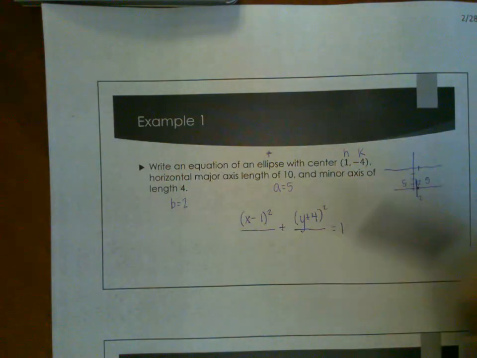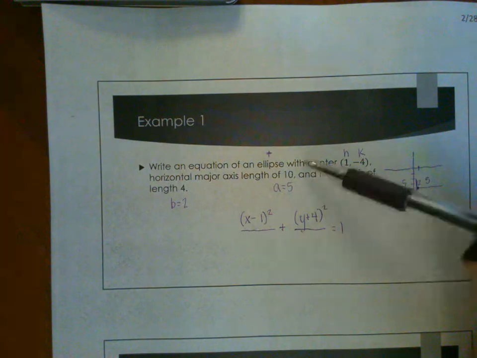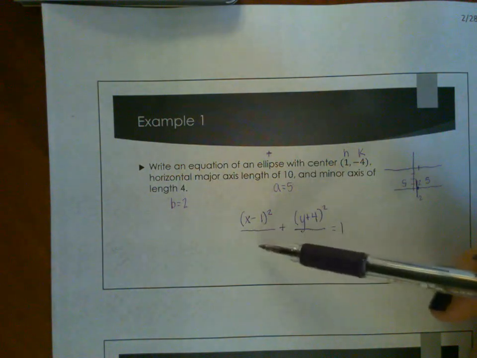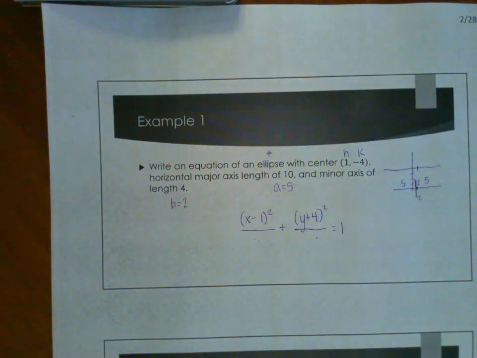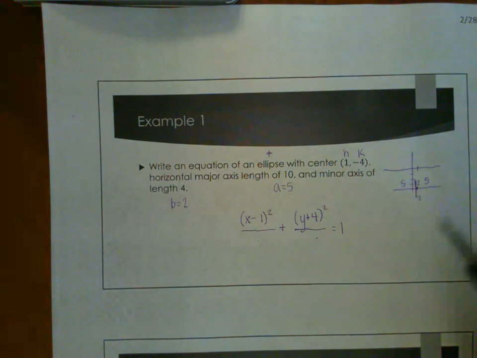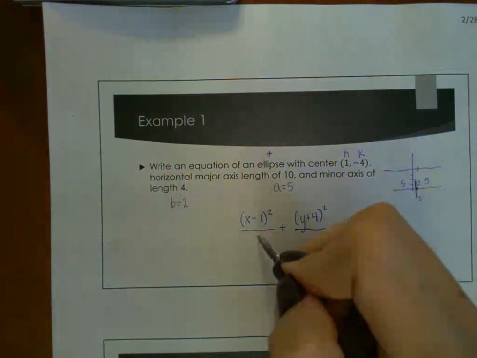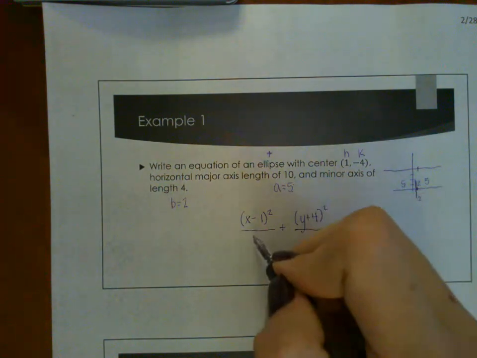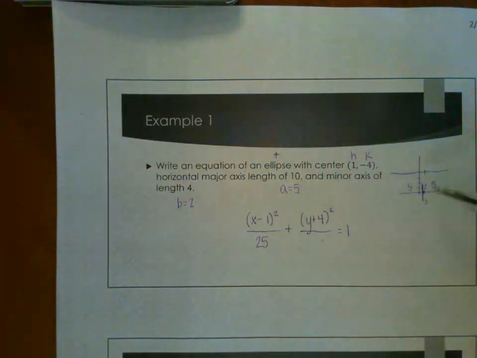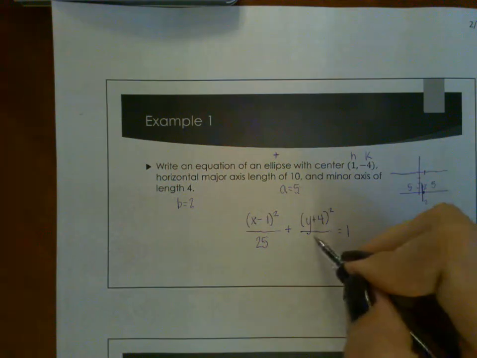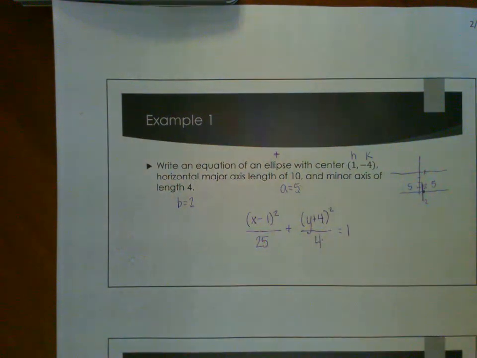So I have to figure out which one is the a value going to go under. Is it going to go under x or under y? What do you think, which one do you think it's going to go under? Because it is a horizontal major axis, it is going to go under the x. So I'm going to put 5, but I have to remember to square it, so it's going to become 25. The y is vertical, so it's going like this, and it's going to be 2 squared, which is 4. And there you go.